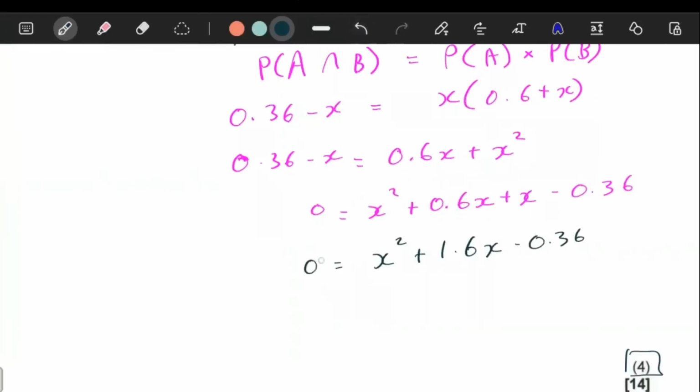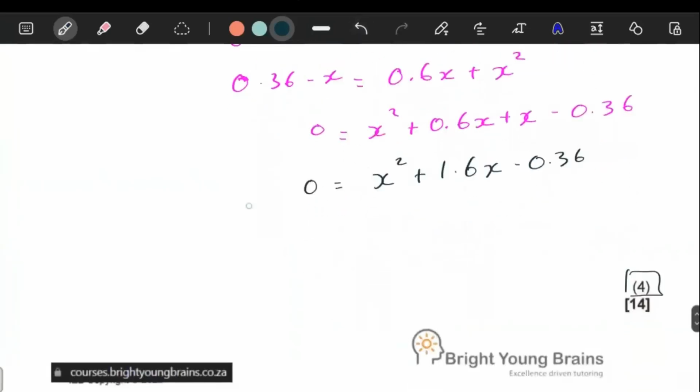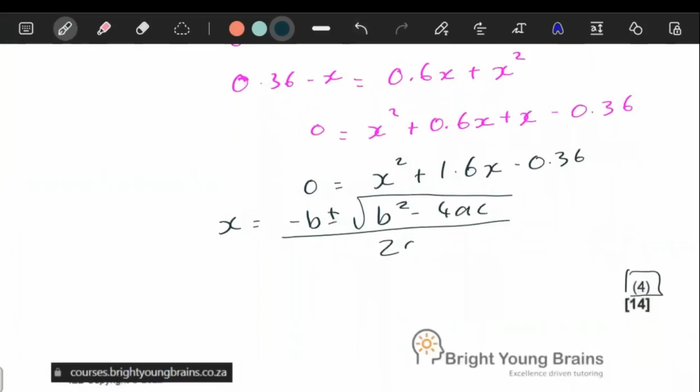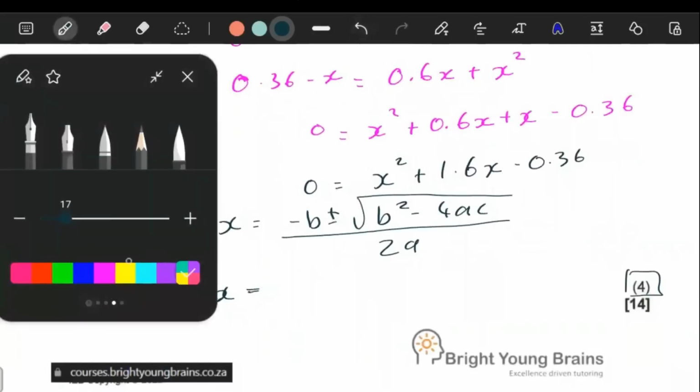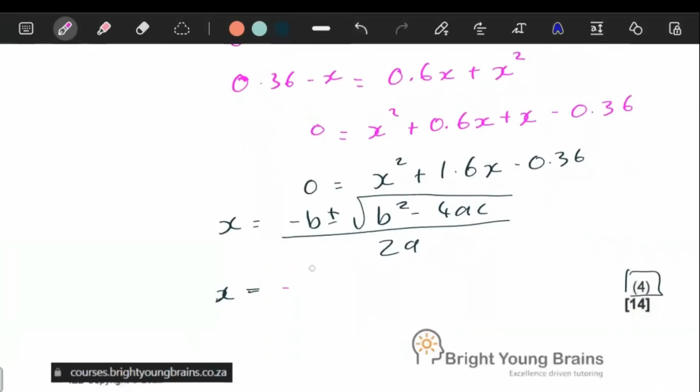You see? Now, let's put all this into the quadratic formula. Because why not? Minus b plus or minus the square root of b squared minus 4ac, the whole thing over 2a. So this is obviously showing you the idea that maths is just maths. There's nothing that is restricted to a specific topic.